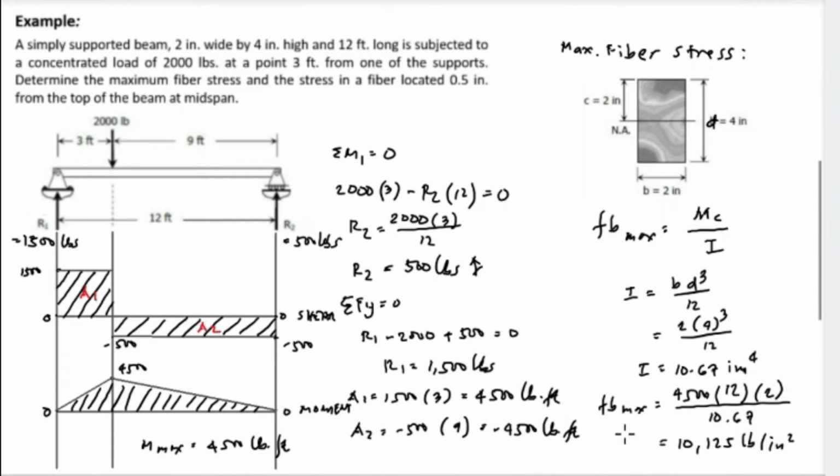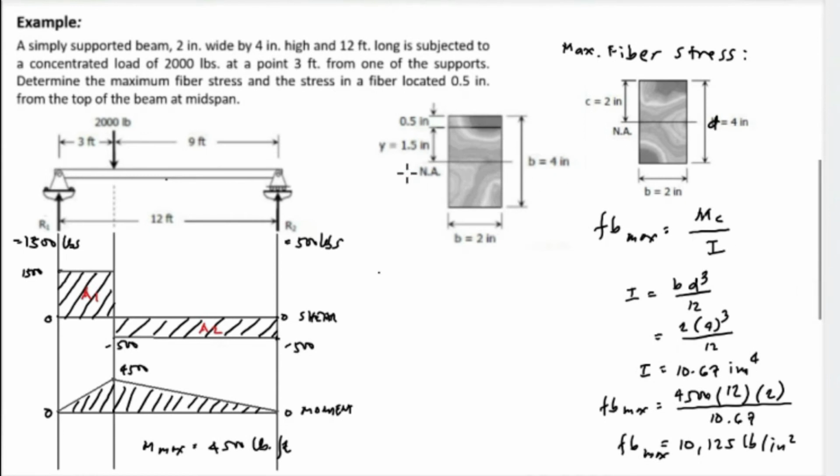So this is the maximum value for bending stress. Next, the stress in a fiber located 0.5 inch from the top of the beam at midspan. So this will be at the point 6 feet from the left side or right side of the support. And in this case, we will find the moment at midspan.